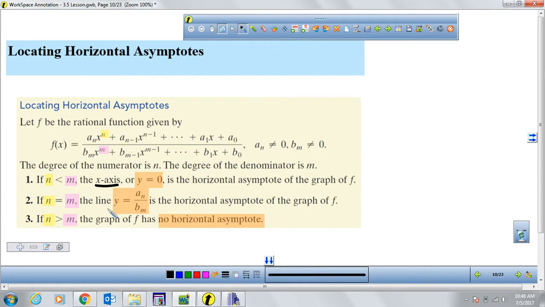And last but not least, if the degree of the numerator is bigger than the degree of the denominator, that's rule number 3, then there is no horizontal asymptote on the graph. That means that the range will be from negative infinity to positive infinity. There will be no stops in the graph.